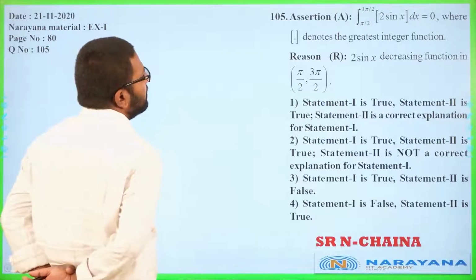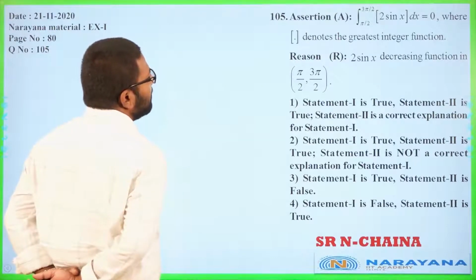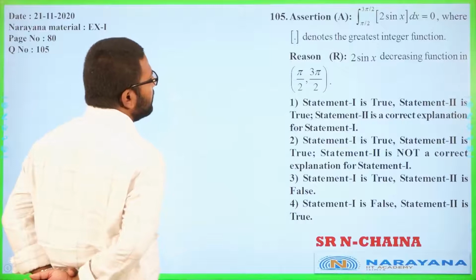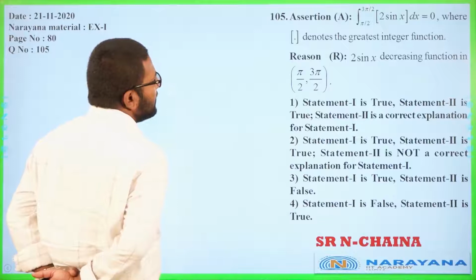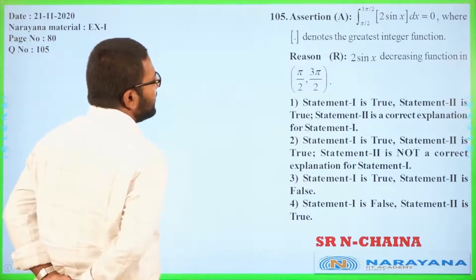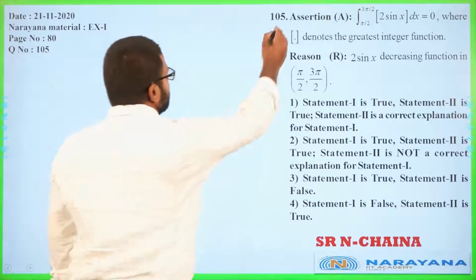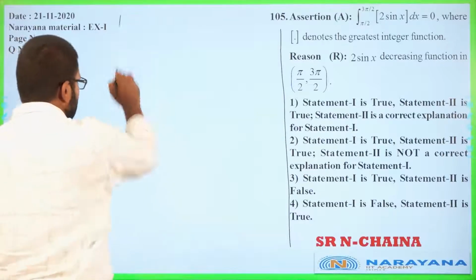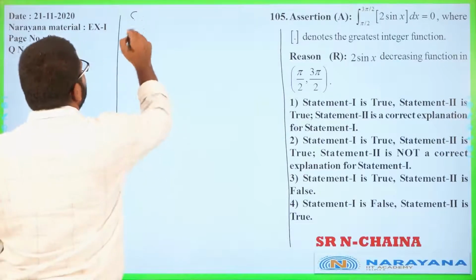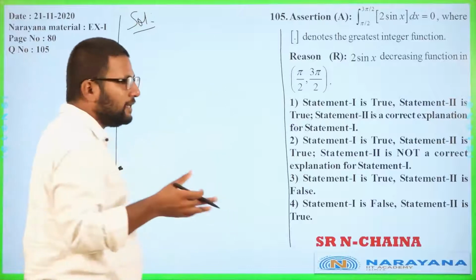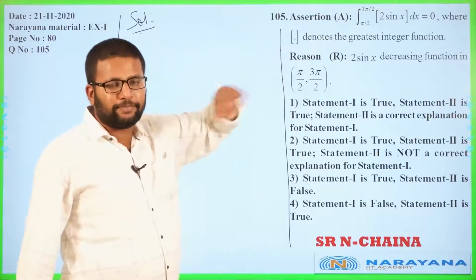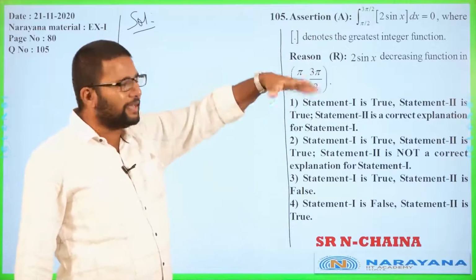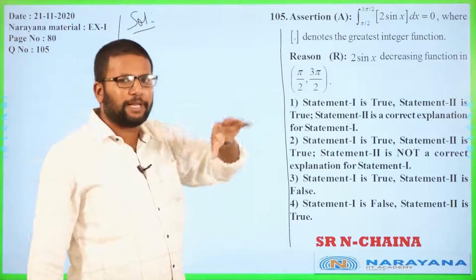Integral pi by 2 to 3 pi by 2, step of 2 sin x dx equal to 0, where step denotes the greatest integer function. The reason is given as 2 sin x is a decreasing function in pi by 2 to 3 pi by 2. Now, a lot of students get confused with the step function. Understandable, it can be confusing, but if you understand the behavior of the graph without the step, if you know where all the values are going, it's very easy to apply step.